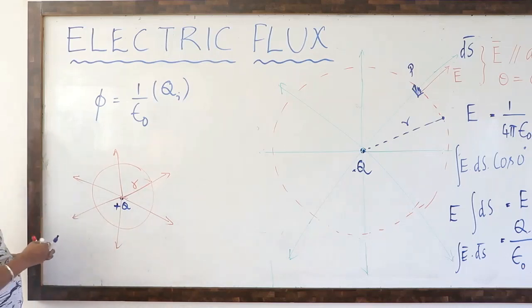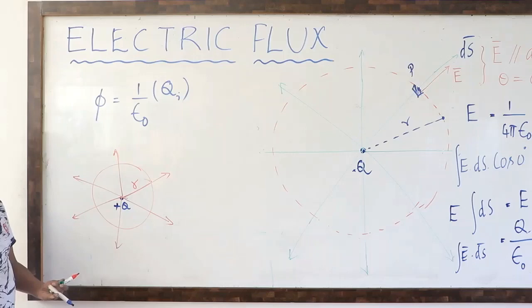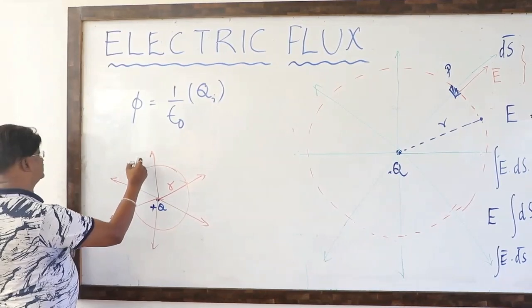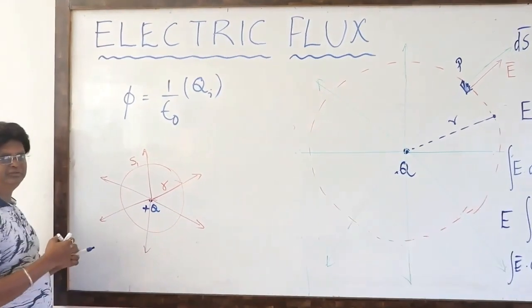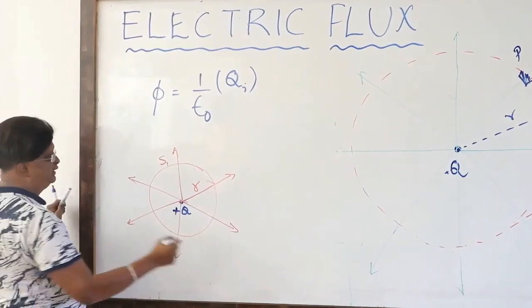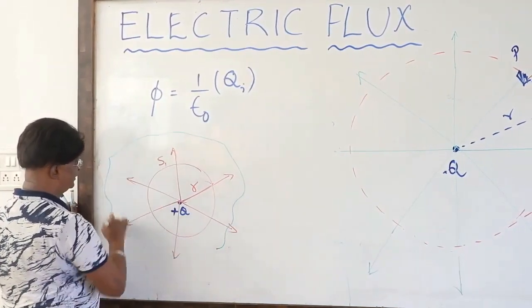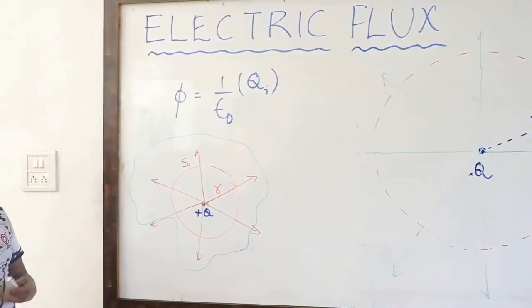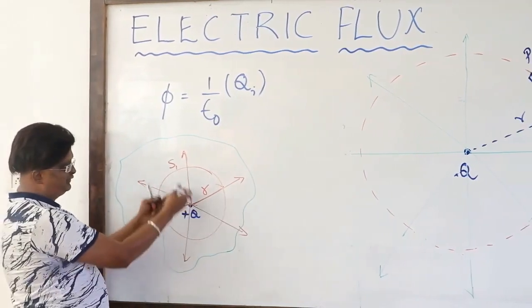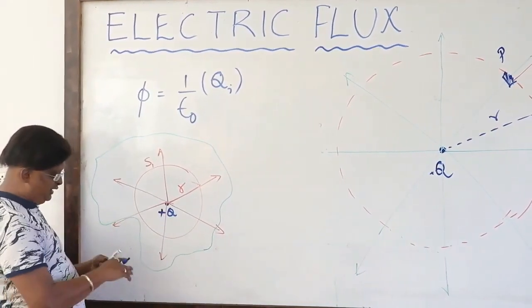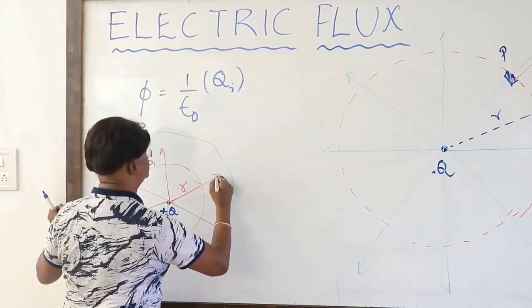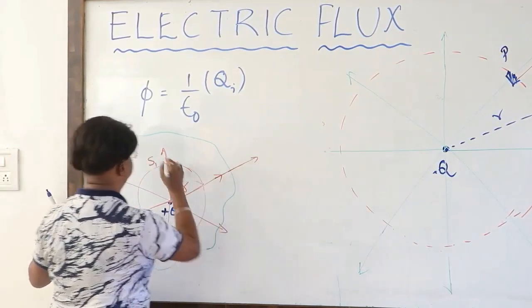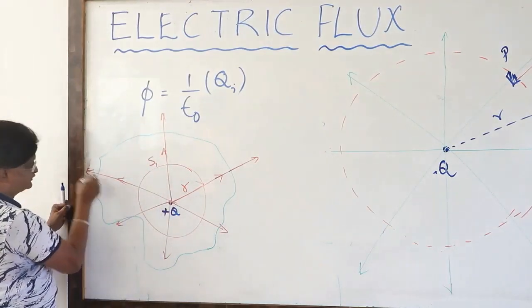Supposing now I consider another Gaussian surface of arbitrary shape. This one I call S1, which is a spherical surface. Now I consider one more surface, and that is arbitrary. Suppose I consider an arbitrary surface like this. Now tell me what will be the result. This is the charge, and these are the fields emanating from the charge. Therefore, we extend this line of force.